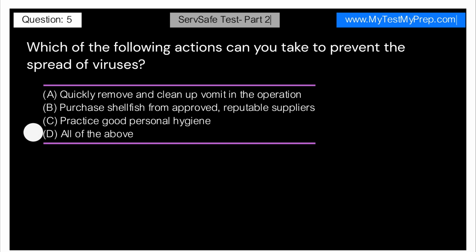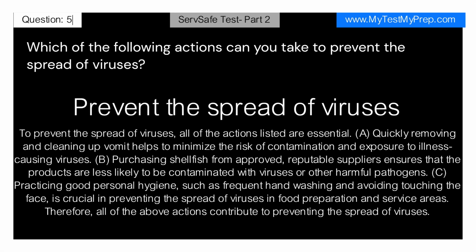Answer D. To prevent the spread of viruses, all of the actions listed are essential. A. Quickly removing and cleaning up vomit helps to minimize the risk of contamination and exposure to illness-causing viruses. B. Purchasing shellfish from approved, reputable suppliers ensures that the products are less likely to be contaminated with viruses or other harmful pathogens. C. Practicing good personal hygiene, such as frequent hand washing and avoiding touching the face, is crucial in preventing the spread of viruses in food preparation and service areas. Therefore, all of the above actions contribute to preventing the spread of viruses.